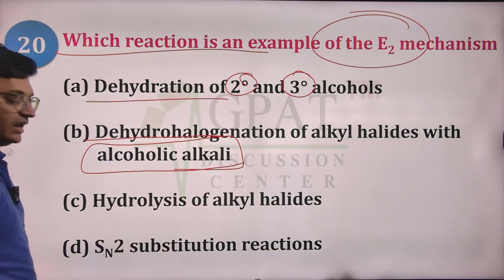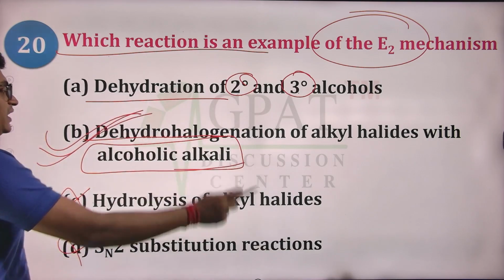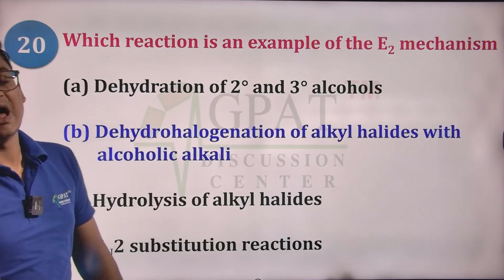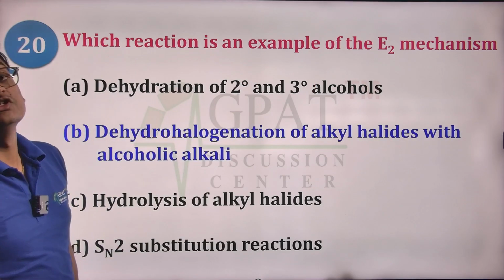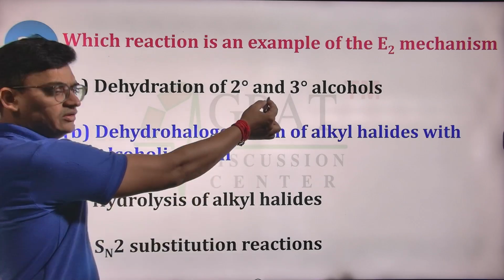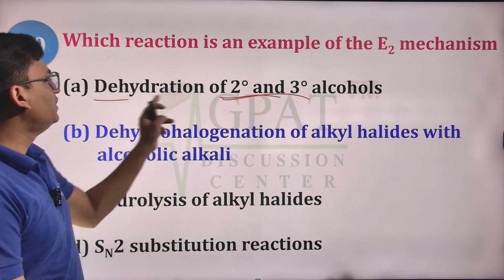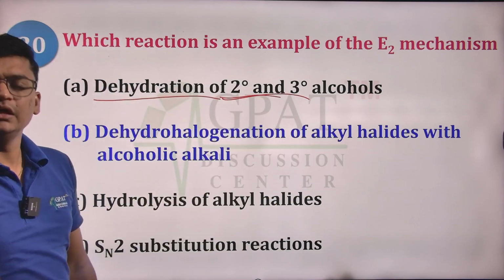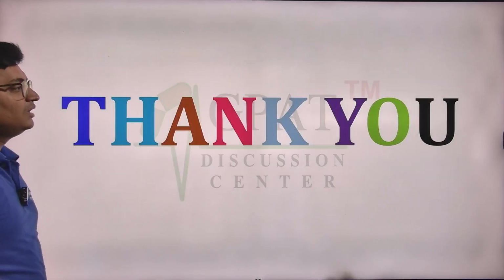Hydrolysis of alkyl halide, not at all. SN2, not at all. So the most appropriate answer is B, dehydrohalogenation of alkyl halides in the presence of stronger bases, that is alcoholic alkalis. This is the E2 mechanism. The 2-degree and 3-degree alcohols can be dehydrated by the E1 mechanism as well. So the right answer is B.